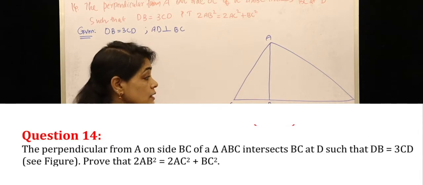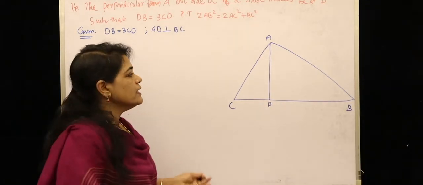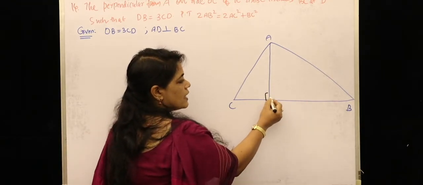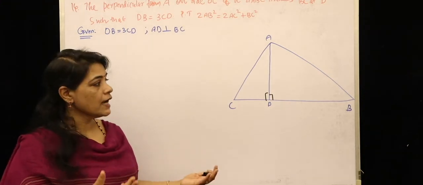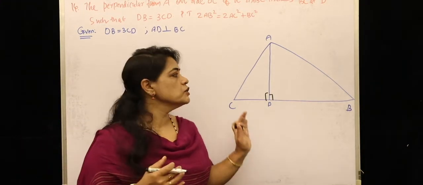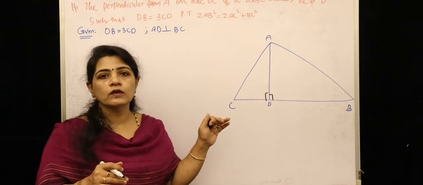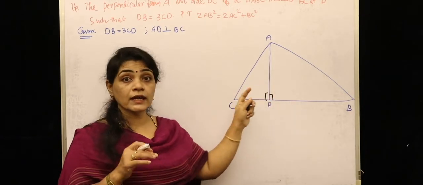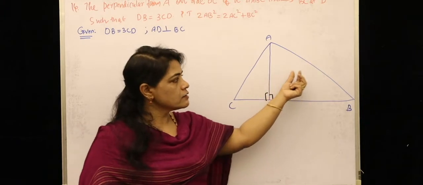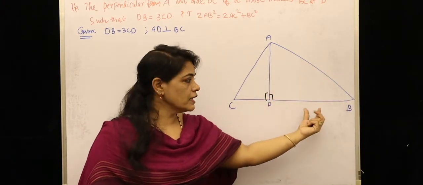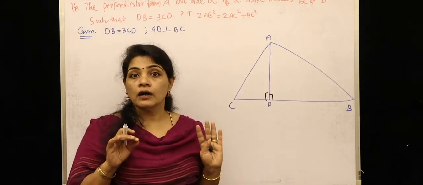BD equals 3 times CD, that is given. Being a perpendicular, you can mark this as 90 degrees. If we have the perpendicular, the big triangle ABC is divided into 2 right triangles. If you apply the Pythagoras theorem upon these 2 triangles, you can express this in terms of AC square, and as well as in terms of AB square, we get another expression. So that is the first step we are going to apply.